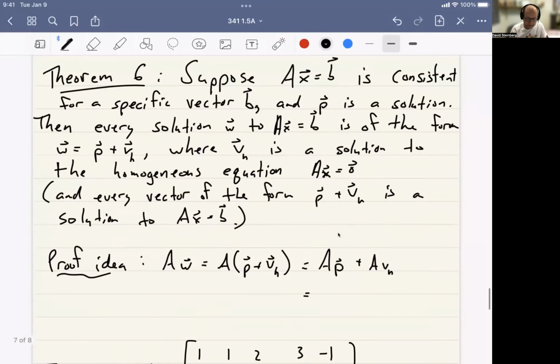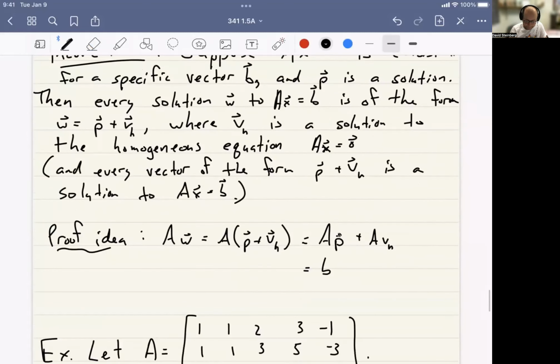We know exactly what AP is equal to. We assumed that P was a solution to AX equals B. So we know this is B. And we know what AVH is. This is a solution to the homogeneous equation. So we know that whole thing is just equal to the zero vector. So it is equal to B.